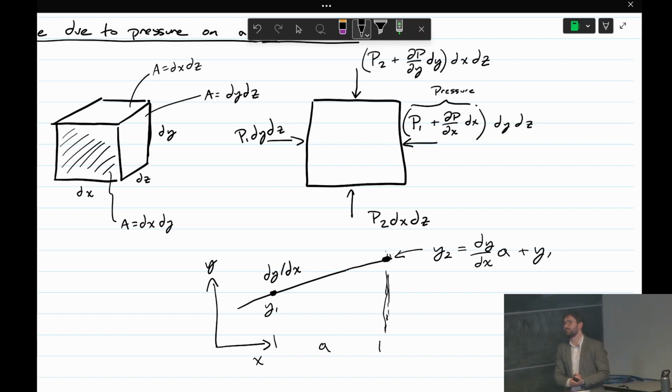Yes, please. A question that I can't really intuit. How can we add it to one side but we don't take it away from the other side? Because of where we've defined P1. If we say P1 is in the middle, then you're right, we would have to do partial P partial x dx over 2 because we would move half dx. Then the pressure on this face would be P1 minus partial P partial x dx over 2. But we say P1 is the pressure here. To get here, we basically just do this. Does this make sense now? Makes more sense? Okay.